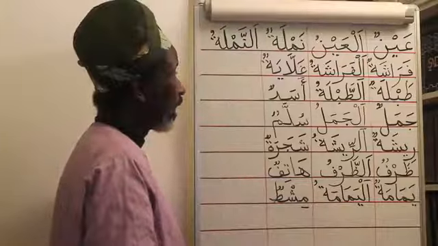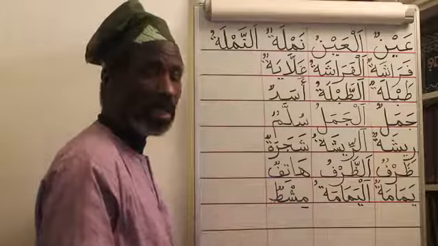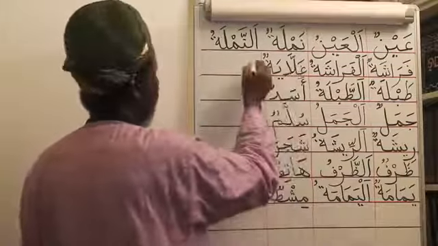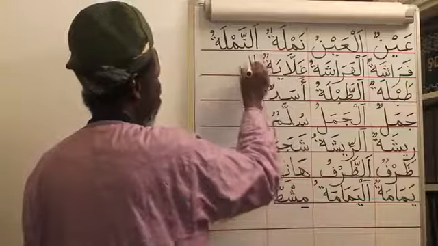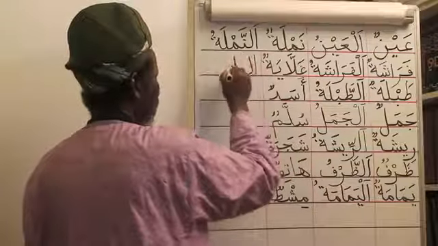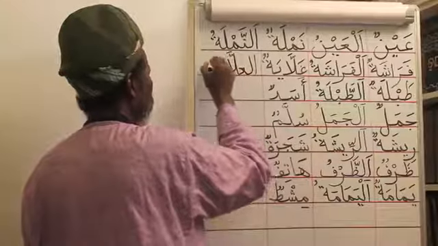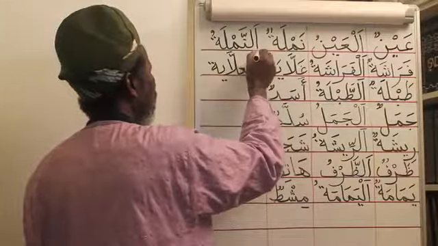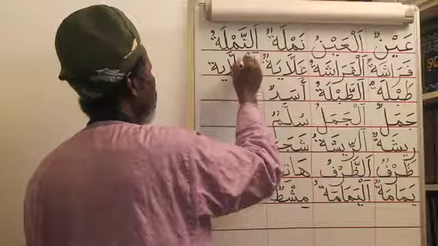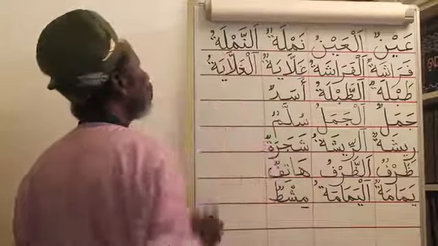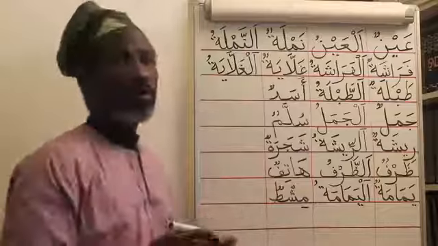Ghain is a moon letter. Al-Ghilayatu. We retain the sukun on the lam.